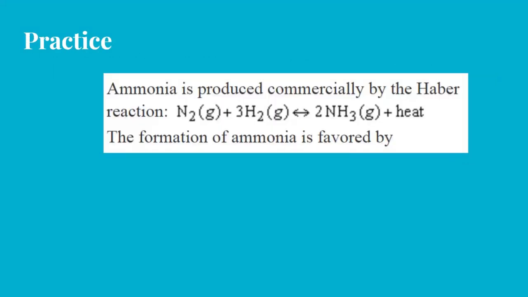Here's our Haber-Bosch process. The formation of ammonia is favored by a couple of different things, right? So we have to first know what ammonia is. Ammonia is the common name for nitrogen trihydride, which is written like that. So this is my ammonia.